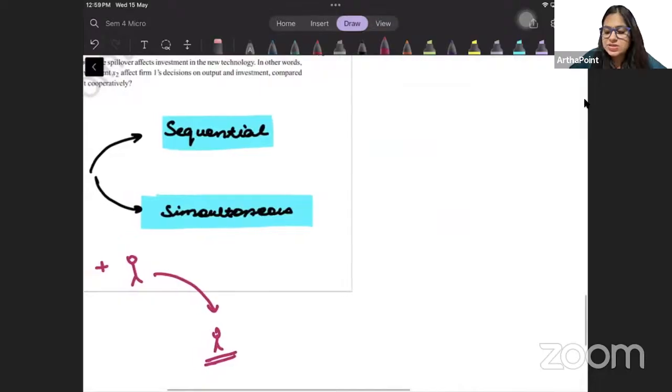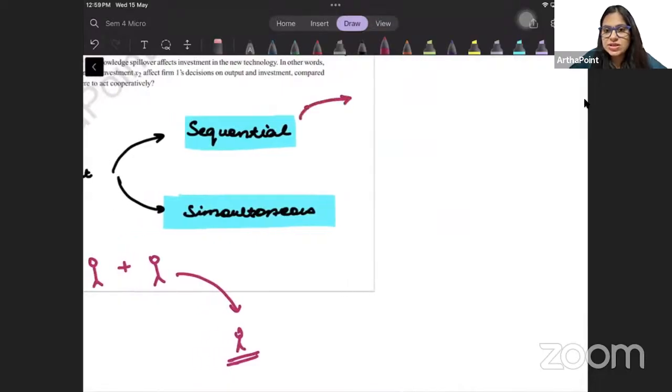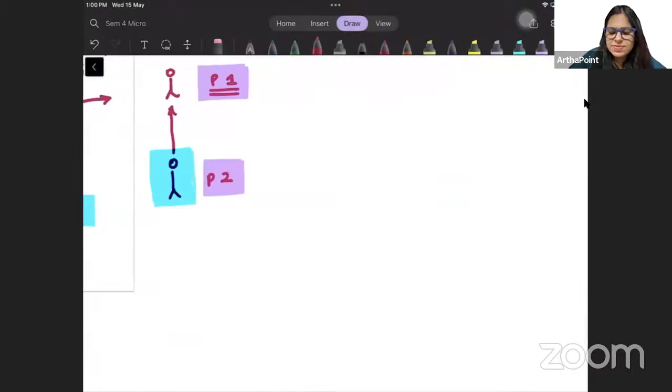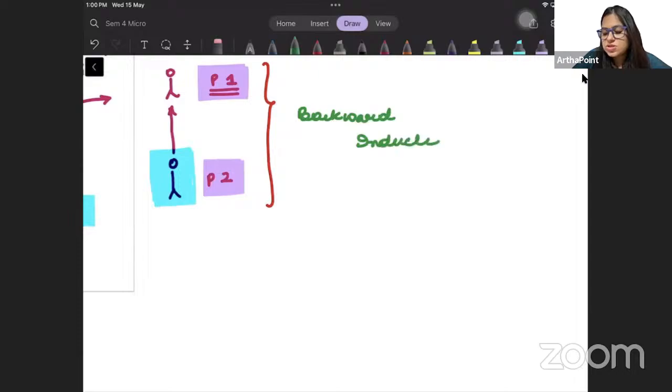The second kind of game is called a sequential game. In a sequential game, players make decisions in a sequence. For example, this is player 1. He decides how much hard work he wants to do. And then, after observing player 1, player 2 decides how much hard work player 2 wants to put in. So first player 1 decides how much hard work to put in, and then player 2 will put in the hard work. Now, in such games, just listen to me once. In whichever games are sequential, we follow the process known as backward induction. What do we follow, beta? We follow the process of backward induction.